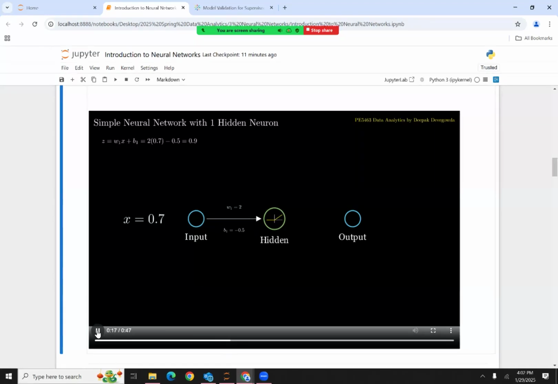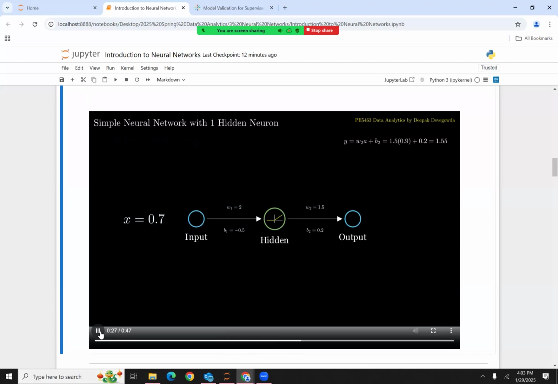So the input into the hidden cell has a value of 0.9, and 0.9 goes in. It's sent through the RELU activation function. And since it's a positive value, we're going to get an output of 0.9 from the hidden neuron. And that's multiplied with a weight of 1.5, and we add a bias of 0.2, and we get a value of 1.55 on the output side. So you can see that for any given x on the input side, we can go through these calculations and estimate what the output is going to be.